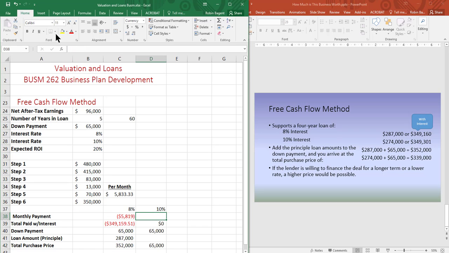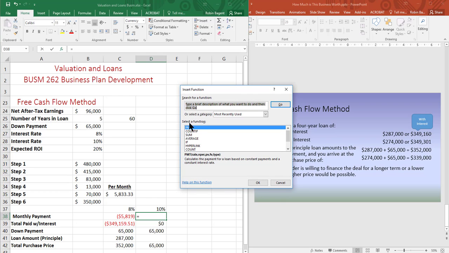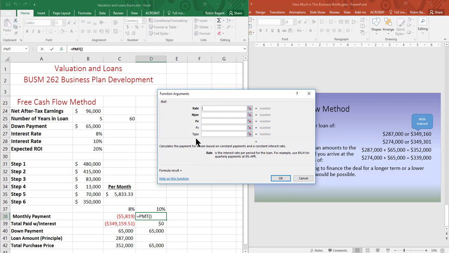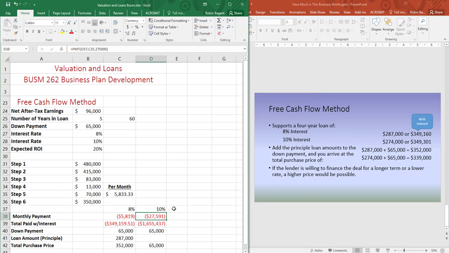Let's try it at 10%. We go back to function, we click on payment, okay. This time our rate is 10%. We still have 60 payments. And our amount is going to be lower because we're going to be paying more interest. So let's see, what shall we start with? Let's try 275, and okay. And what did I do wrong?